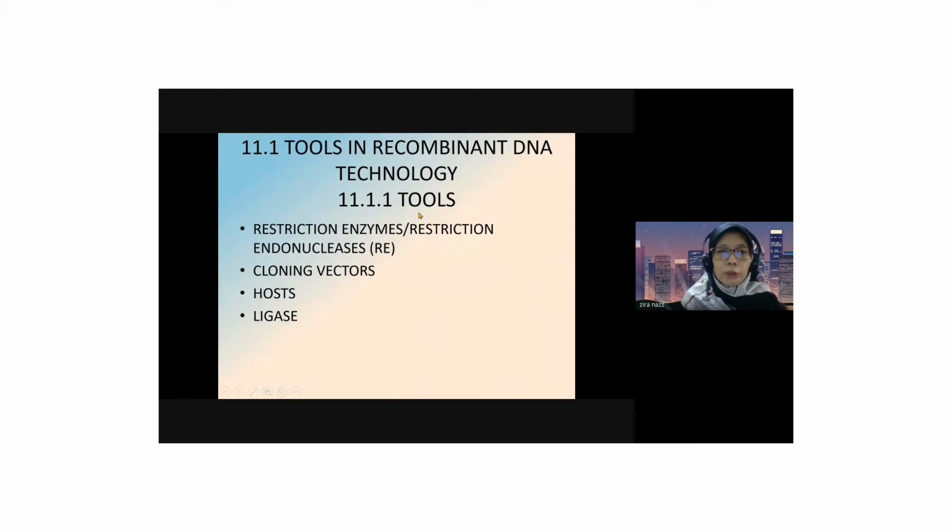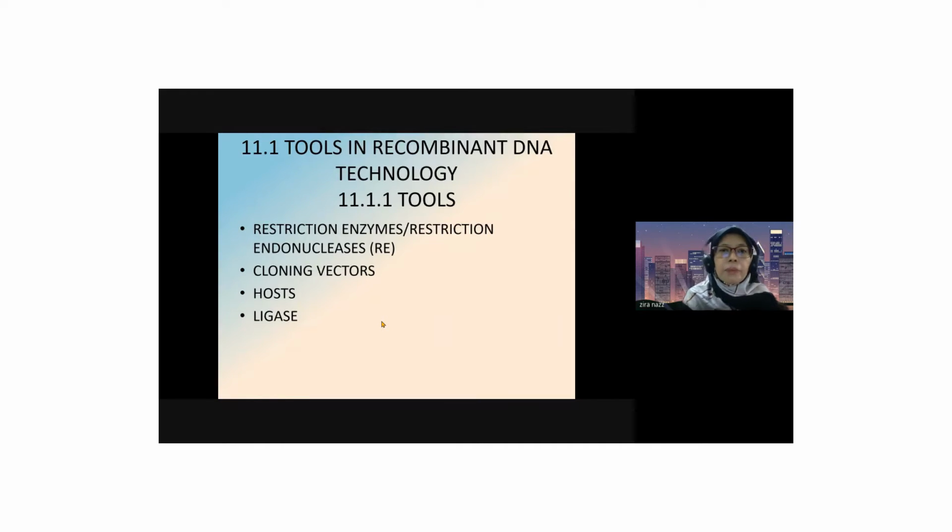Okay, so these are the tools. There are 4 altogether: RE, or restriction enzymes, so restriction endonuclease. And then we have the cloning vectors, another one host, and ligase. So we're going to take a look at each one of the tools in recombinant DNA technology or genetic engineering technique.